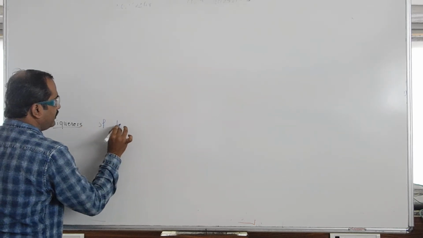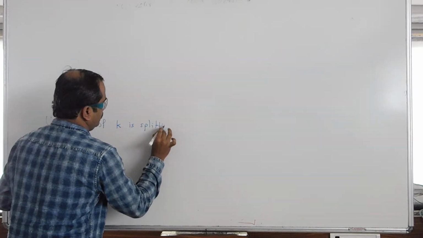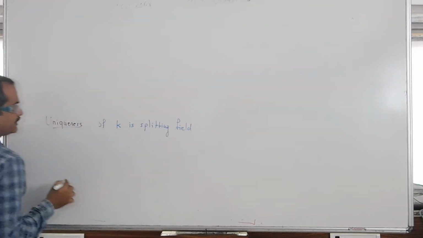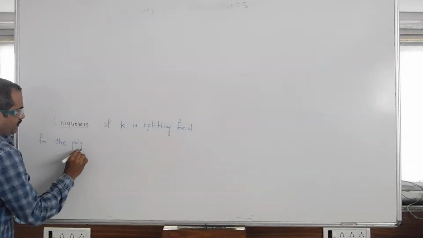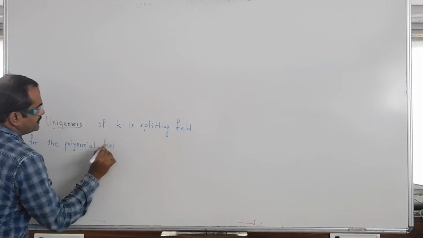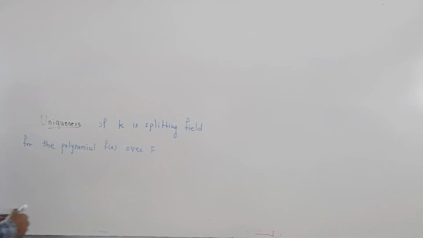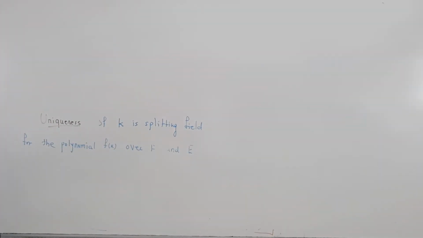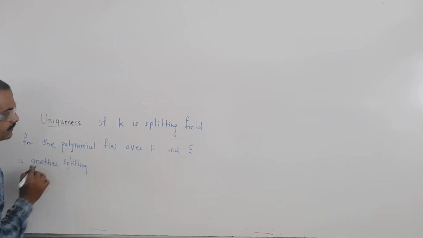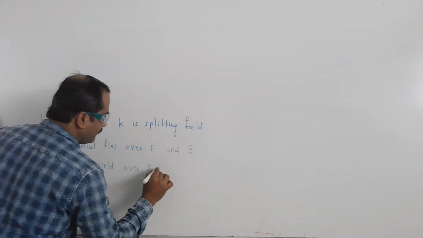If K is a splitting field for the polynomial f of x over F, and if you find one more splitting field, say E, and E is also another splitting field over F of the same polynomial f of x.